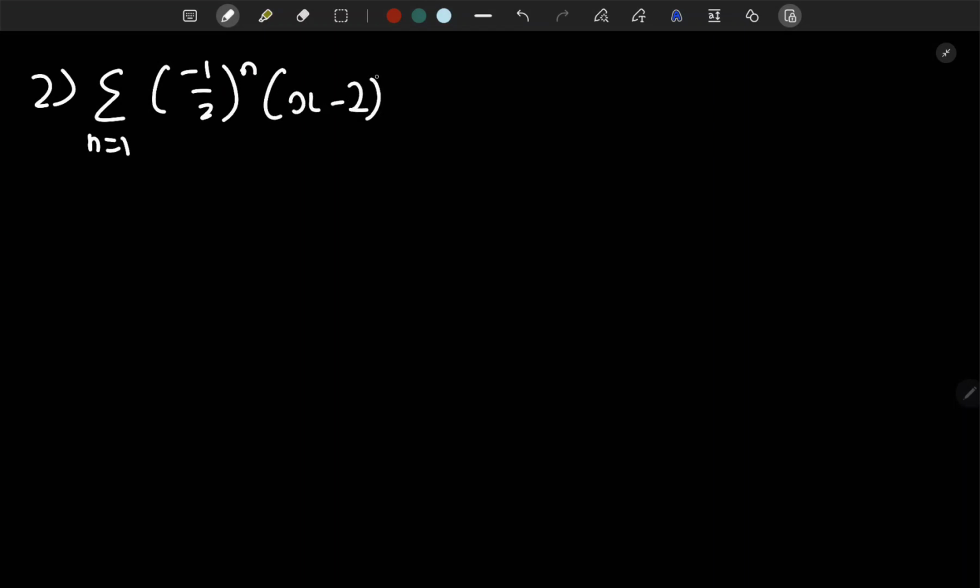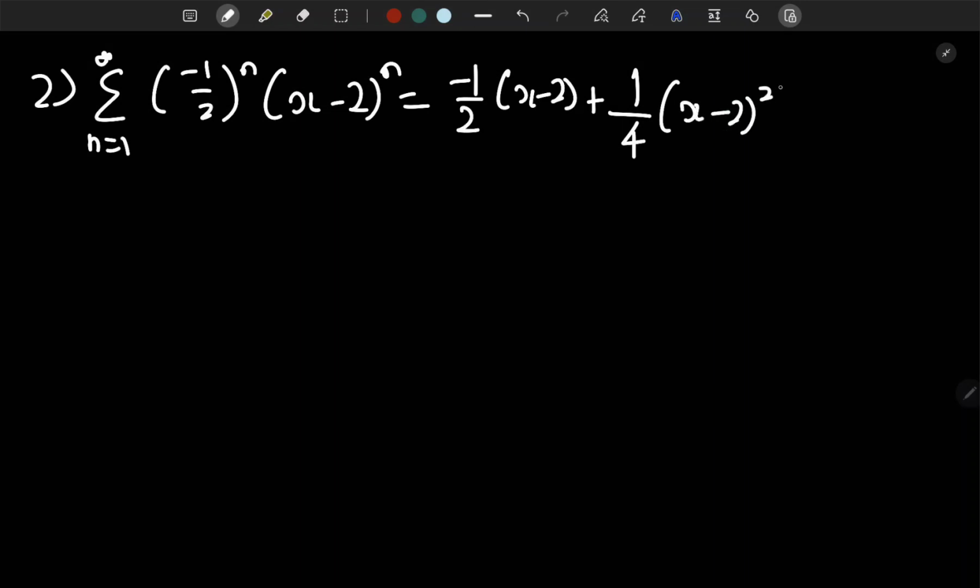So let's do another example. Question 2. The sum from n equals 1 to infinity of (-1/2)^n multiplied by (x - 2)^n. Let's put in the initial few values to see the behavior of this series. If we put n as 1, we are going to get -1/2 multiplied by (x - 2), plus 1/4 (x - 2)^2, and then minus 1/8 (x - 2)^3.